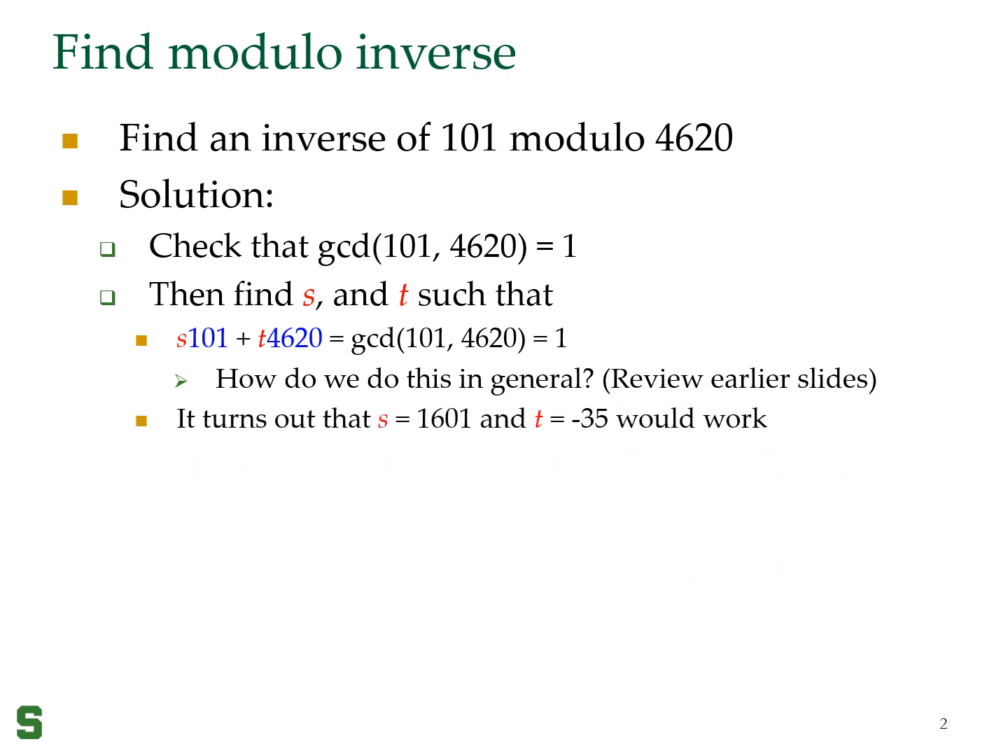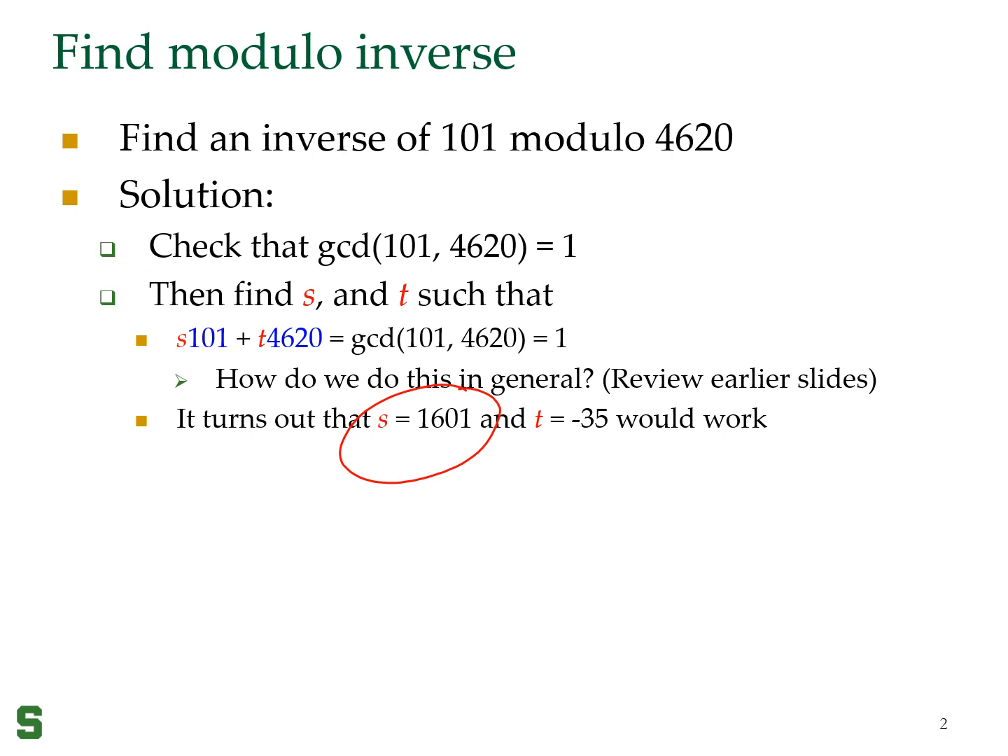In this example, I'm going to ask you to take my word for it that we can get S equal to 1601 and T equal to minus 35. Now, one of the things we want for our cryptography purposes is that S is always positive. One of the things I'm going to ask you to think about is, what should you do if S turns out to be negative in your calculation?